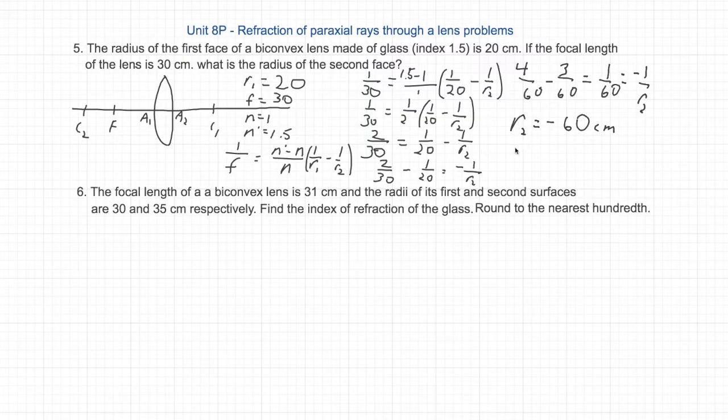That's one way to write the answer. You can also write the answer that the radius is 60 centimeters and the center of curvature is on the left side, to make it clear to whoever is testing you that you understand that the center is on the left side of the surface.